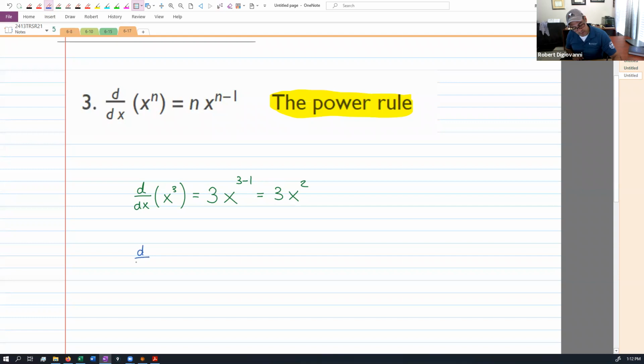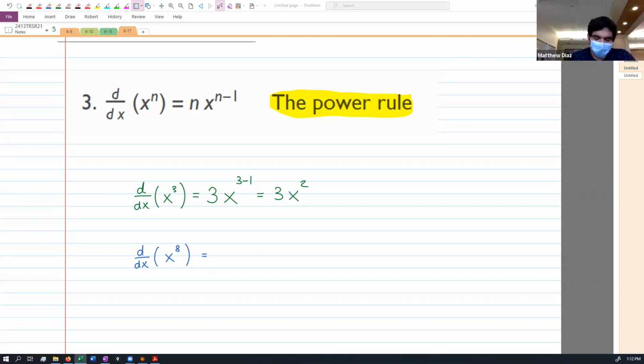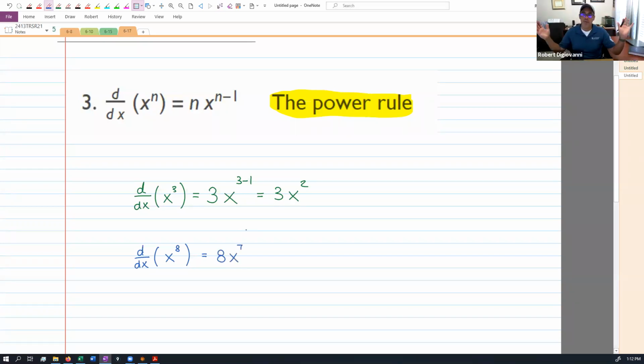If I ask you for the derivative of, let's say, x to the 8th power. Let's see, Matthew Diaz, you here? I see you there. So what do you think, Matthew? Use the power rule. What would the derivative of this be? It'd be 8x to the 7th power. Done. Wasn't that easy? Wasn't that nice?